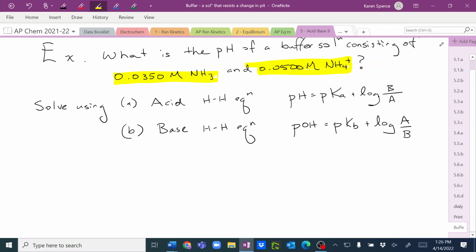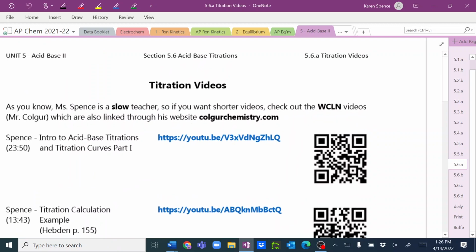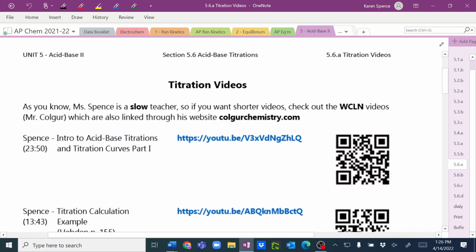So how are we doing with that? Are we needing more time or are we good? Okay, good. Since we are done with that, we are now moving on to titrations. And I know you guys are really good with the titrations.